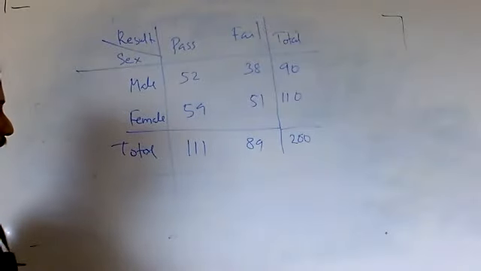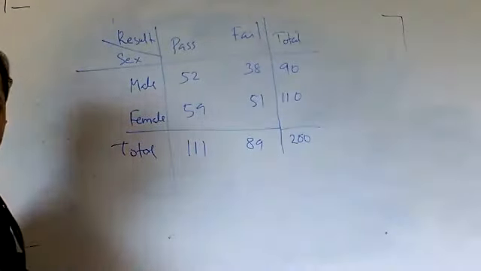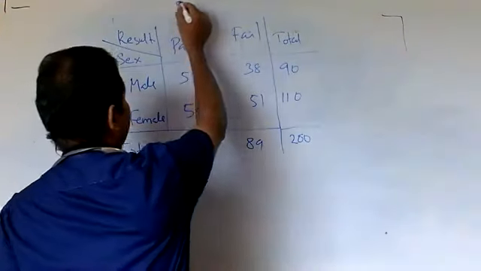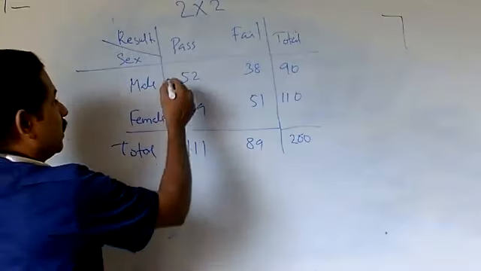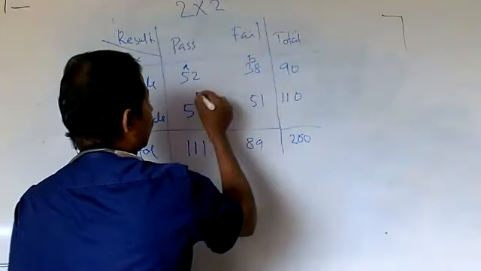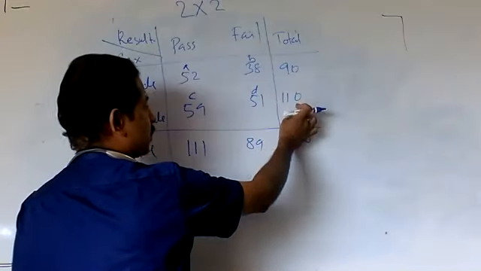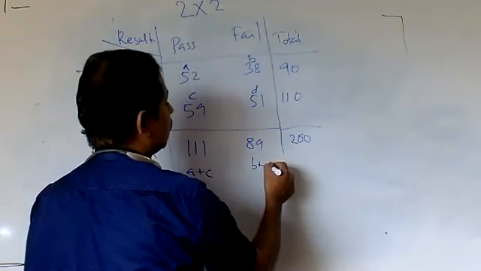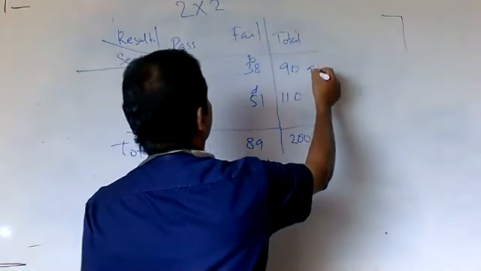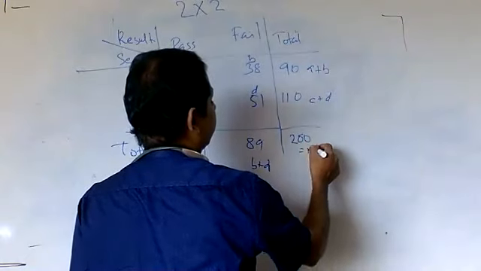So here you can see that we have 2 rows and 2 columns. So this is a 2 by 2 contingency table, 2 rows and 2 columns. So you can consider this as A, B, C, D. This is A plus C, this is C plus D, this is A plus C, this is B plus D. This is A plus B and C plus D, and this is equal to N.